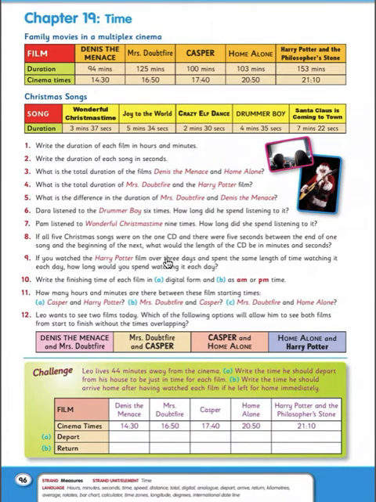If all 5 Christmas songs were on the one CD and there were 5 seconds between each one of the songs and the beginning of the next, what would the length of the CD be in minutes and seconds? So you need to find out the total length of time for each of those songs to be on the CD, and what did they say, 5 seconds in between. Yeah, so 5 seconds in here, 5 seconds in here, 5 seconds in here, 5 seconds in here, and then add the times together in minutes and seconds.